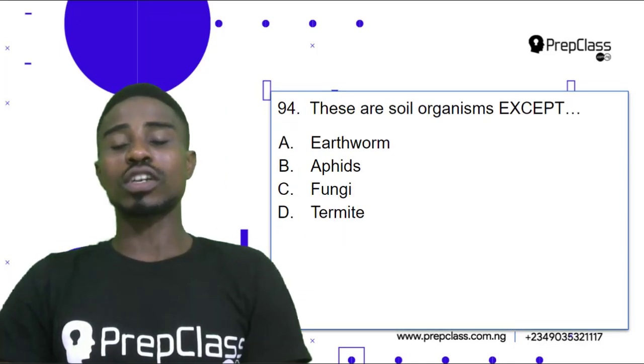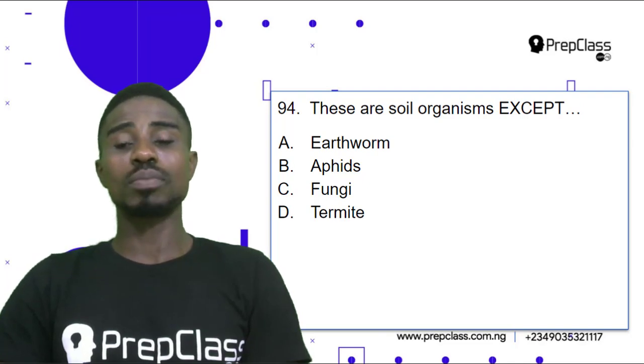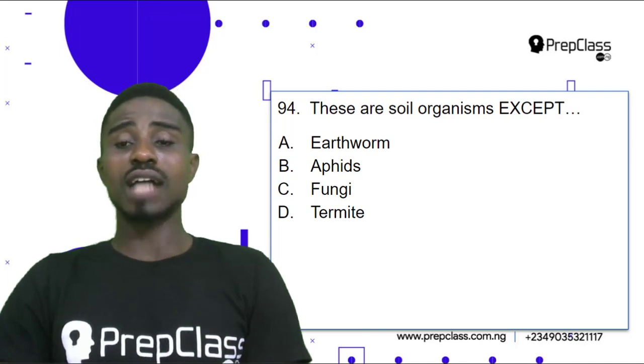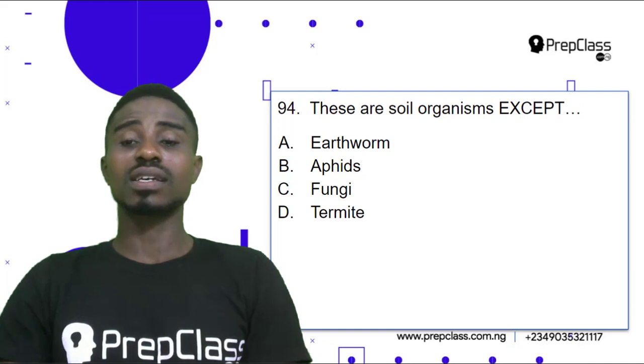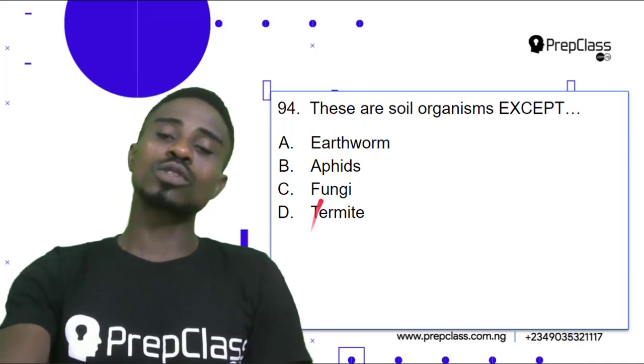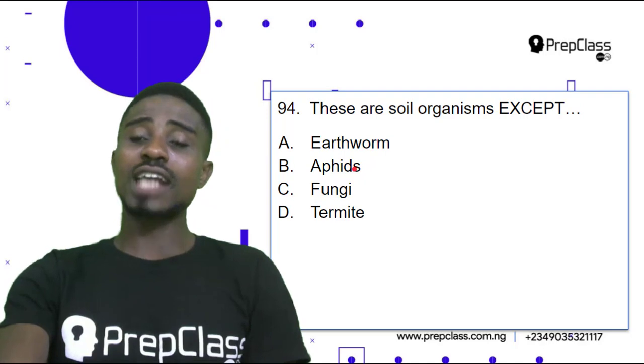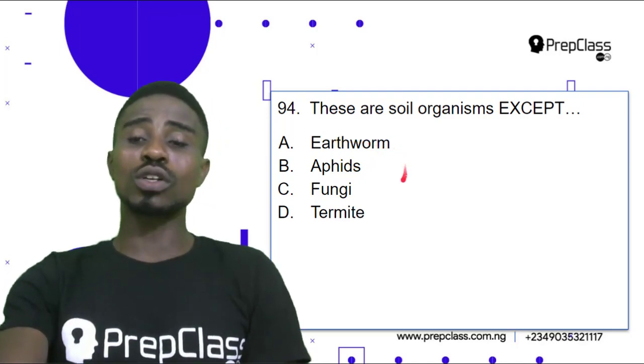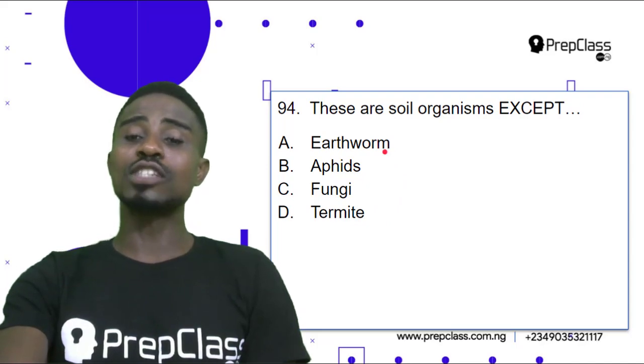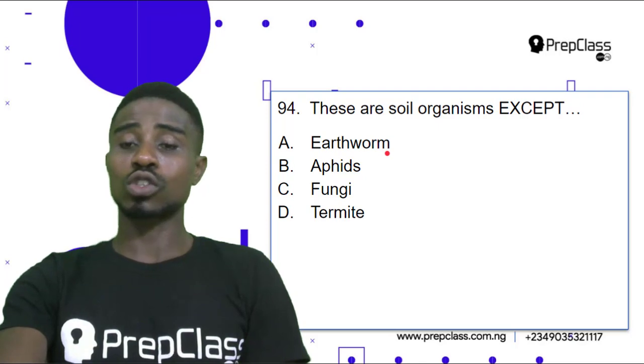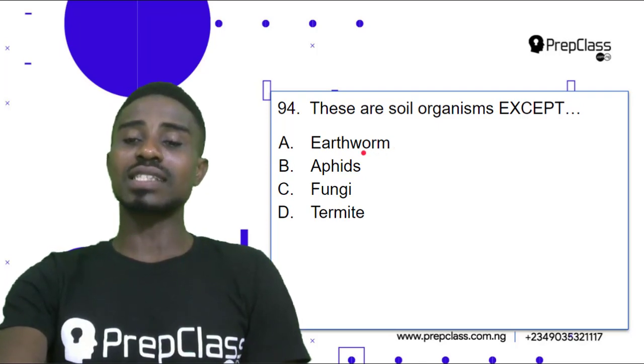These are soil organisms, except A, earthworm, B, aphids, C, fungi, D, termites. For us to carefully select the correct answer, we need to analyze all of the options and see which one best answers our question. Now, if you look at all of the options, they have to do with soil, except for one. One of the options here has to do with plants. It stays and feeds on plants, not on soil. And that answer is aphids.